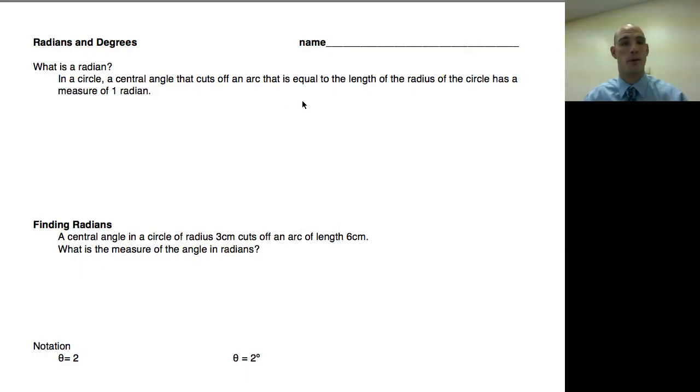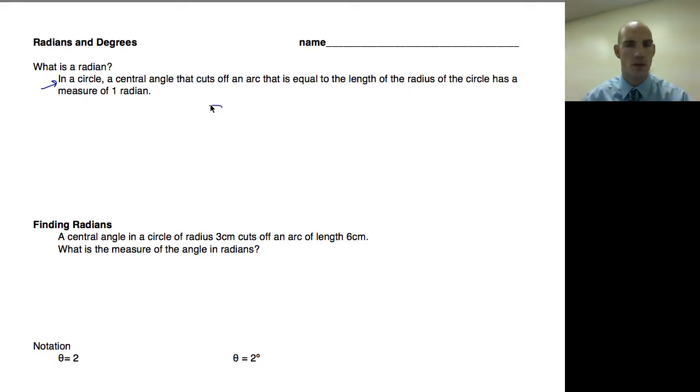Welcome back. Today we're going to talk about radians and degrees. We've already talked about our calculator and how it has to be in radian mode or degree mode, but let's look at what it actually means to have radians. So what is a radian? When we're talking about radians, we're talking about being in a circle. In a circle, the central angle that cuts off an arc that is equal to the length of the radius of the circle has a measure of 1 radian.